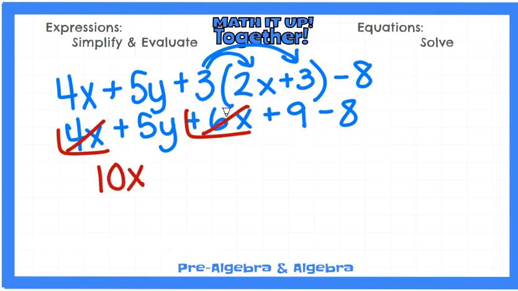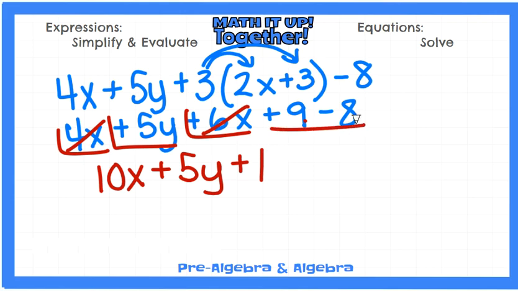I'm just going to be organized about this. I only have this y. It's a positive 5y. And again, those signs belong to these terms. And then I have a 9 minus an 8, which would give me a positive 1. And that's it. That's as far as we can go to simplify that expression. 10x plus 5y plus 1. So this expression simplifies into this expression here, and that's that.